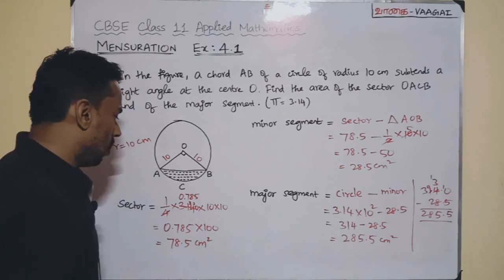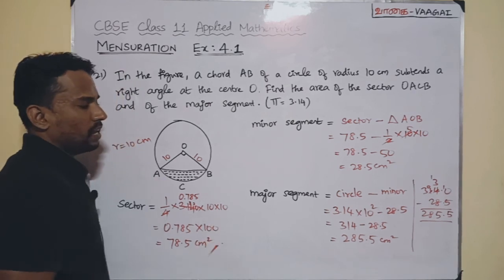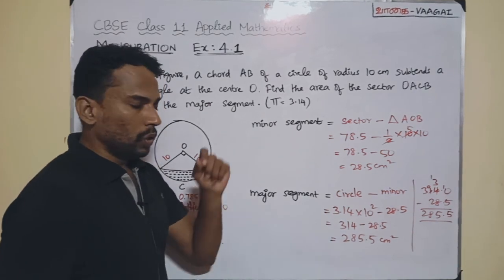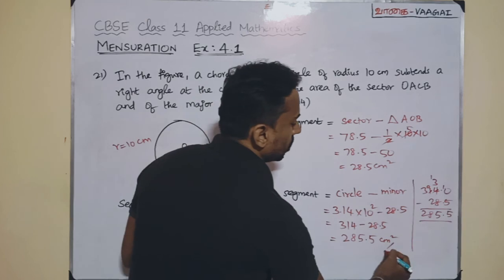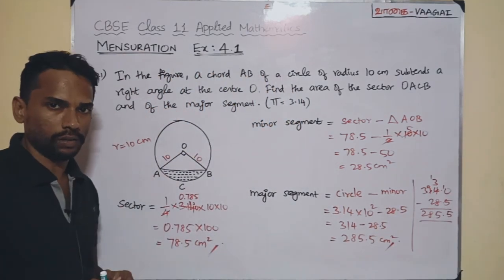So the area of the sector is going to be 78.5 centimeter square, and the area of the major segment is going to be 285.5 centimeter square. These are going to be the answers for your question number 21.